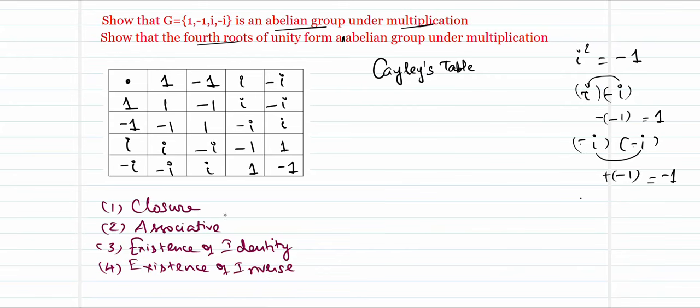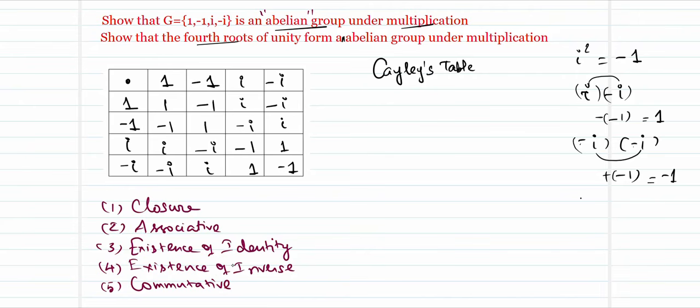These are the 4 conditions we will have to show for a group, but we have been asked to show that it is going to be an abelian group. An abelian group is nothing but a commutative group. So the 5th condition we need to include here is that it has to be commutative in nature.